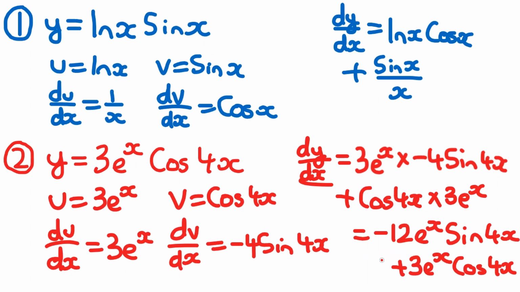Now I just want to emphasize the difference between the product rule and the chain rule. We use the product rule when there are two functions multiplied together, like this here and like this here. We use the chain rule when there is a function inside another function, and go back to the chain rule video I made before to see examples of that.